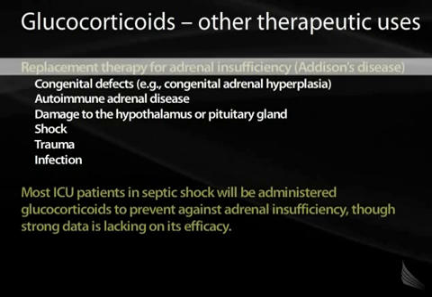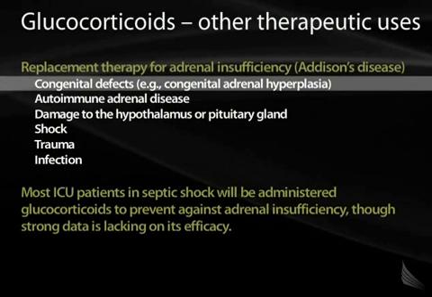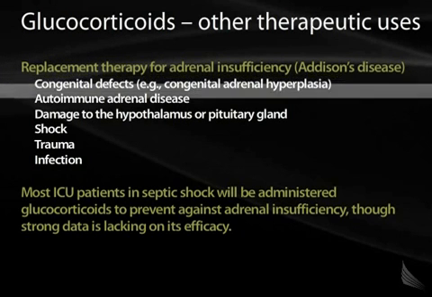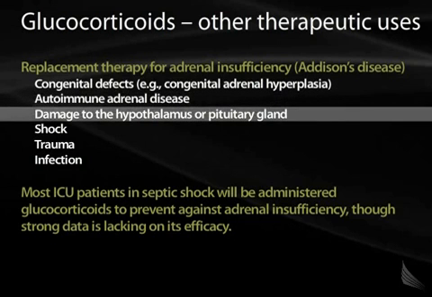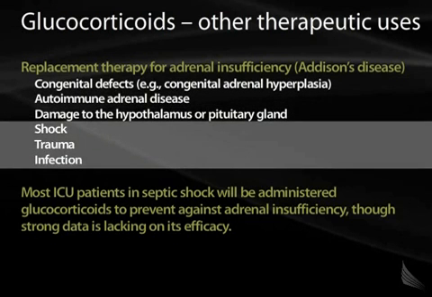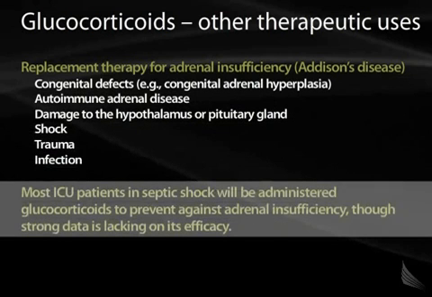Glucocorticoids can also be used as replacement therapy for adrenal insufficiency known as Addison's disease. This occurs during congenital defects such as congenital adrenal hyperplasia, autoimmune adrenal disease, hypothalamic damage or pituitary damage, also shock, trauma, and infection. ICU patients in septic shock usually will be administered glucocorticoids in order to prevent against adrenal insufficiency.